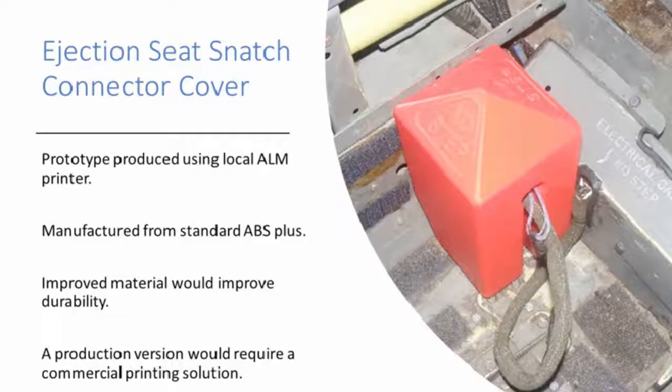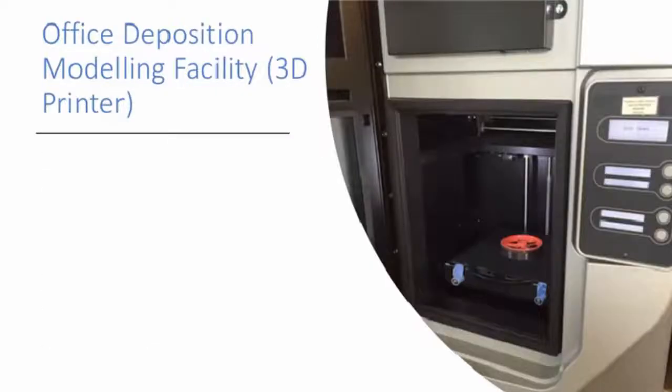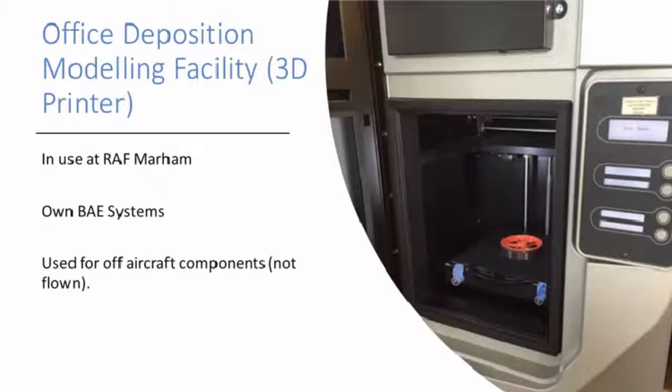A prototype, as seen in this slide, was produced using the local ALM printer at Royal Air Force Marham. The prototype has a no-step text embossed onto the upper surface, and a recessed area has also been included to accommodate an adhesive part number label. And this final slide shows our 3D printer at Royal Air Force Marham. I believe, though, this is now, in the last few weeks as we approach Tornado OSD, moved back to BA Systems Warton.